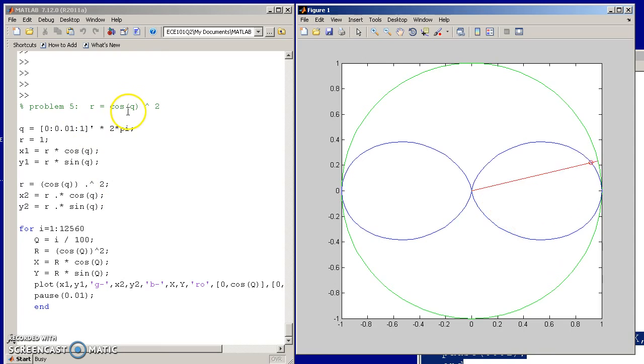R equals cosine squared theta gives a figure 8 pattern. When cosine theta is negative, r squared is still positive. When cosine theta is positive, r squared is positive, and I get the two halves, for angles between minus 90 and plus 90, positive, and 90 to 180, and 270, is positive.